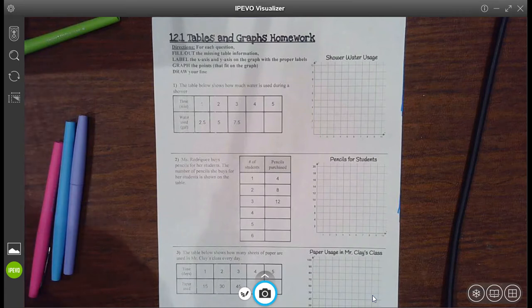Hello, my little mathematicians. Today I'm going to help you get started on your tables and graphs homework assignment. Okay, so we're going to do numbers 1 and 4 together.